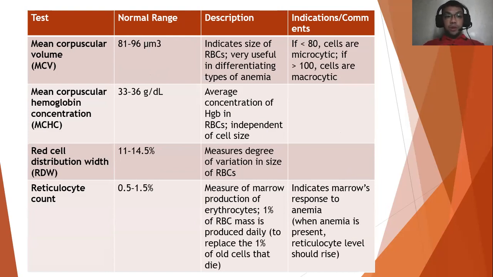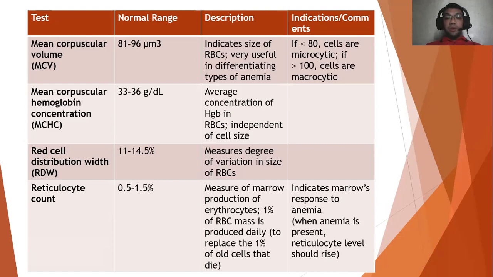For the mean corpuscular hemoglobin concentration, the MCHC, that should be at around 33 to 36 grams per deciliter. This is the average concentration of hemoglobin in the RBCs, and it is independent of cell size. So cell size does not influence this. Red cell distribution width, the RDW, is around 11 to 14.5%. It measures the degree of variations in the size of RBCs.